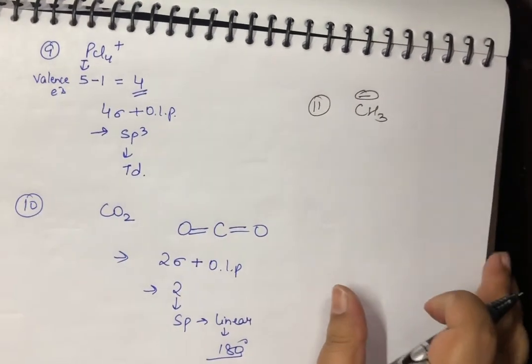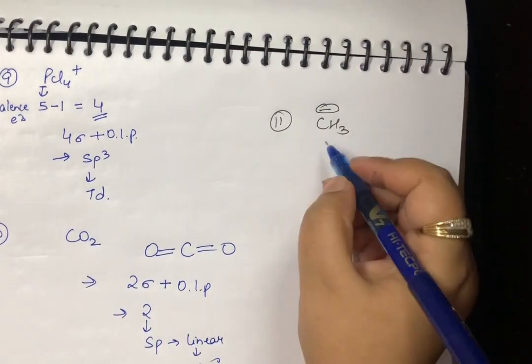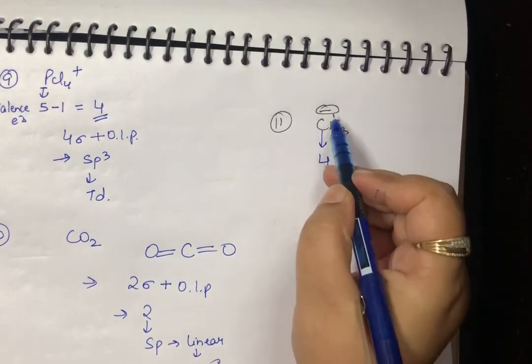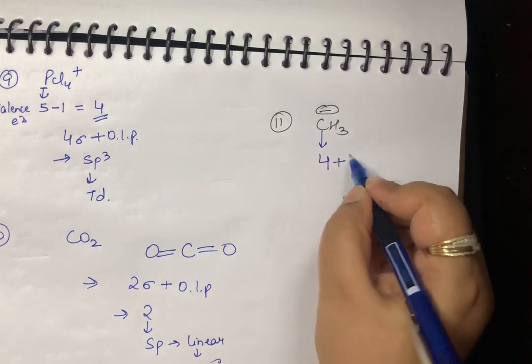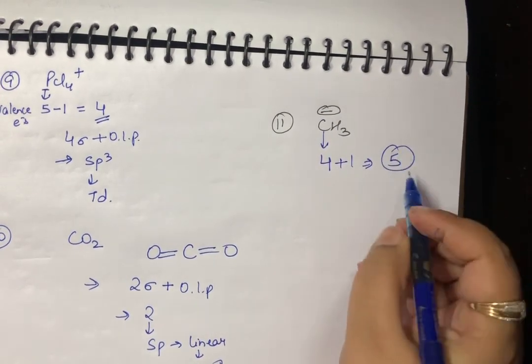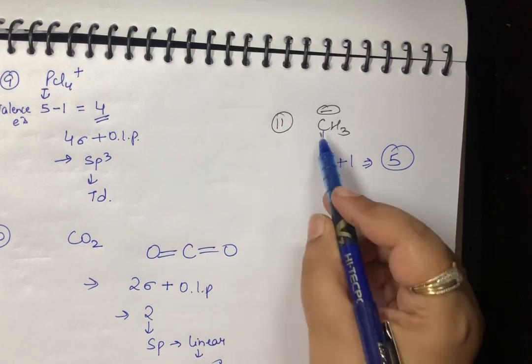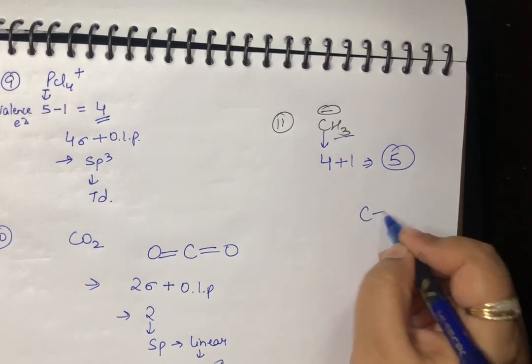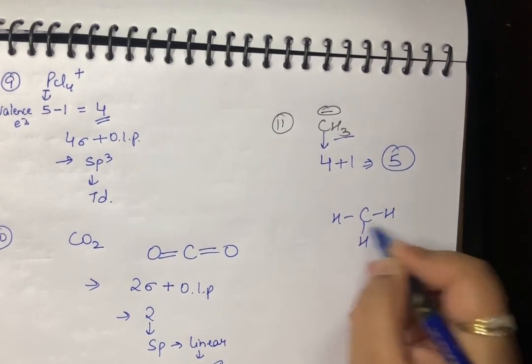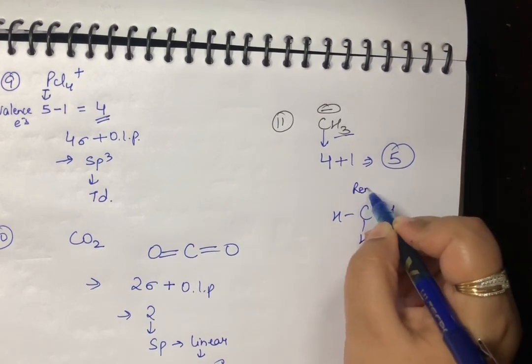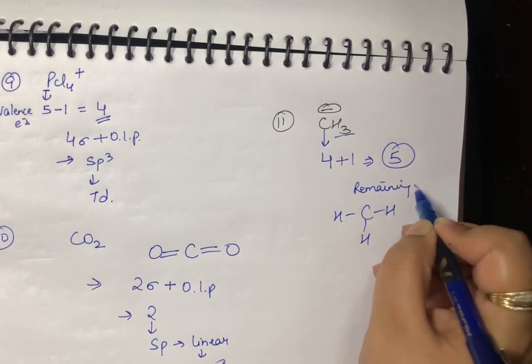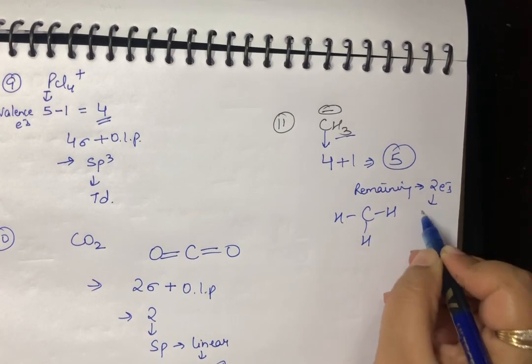This is a carbanion. Now if I talk about this, carbon has a valency of 4 and I know that there is -1, that means +1. So it turns out to be 5. Now if there are 5 valence electrons in carbon, how many are busy in the bonding? Only 3. So how many are remaining? Remaining are 2 electrons. That means 1 lone pair.